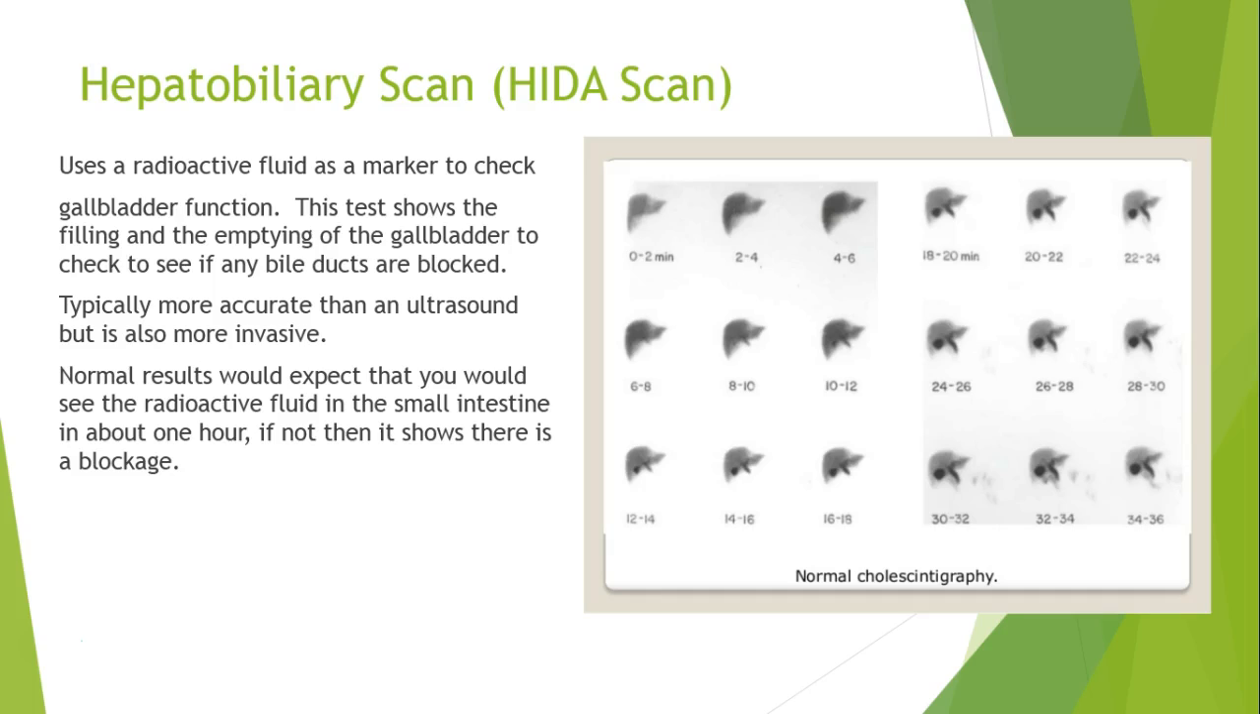This test shows the filling and the emptying of the gallbladder to check to see if any bile ducts are blocked. Typically more accurate than an ultrasound, but it is also more invasive, as we just stated. Normal results would expect that you would see the radioactive fluid in the small intestines in about an hour. If it's not there, then that typically shows that there is a blockage of one of your bile ducts.